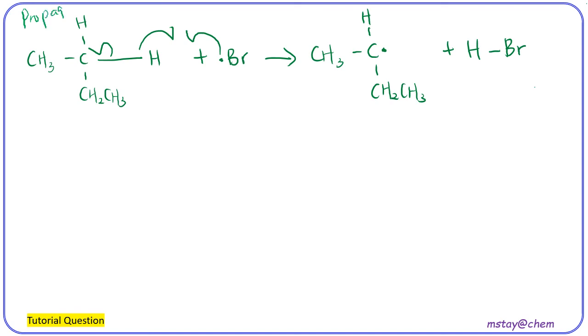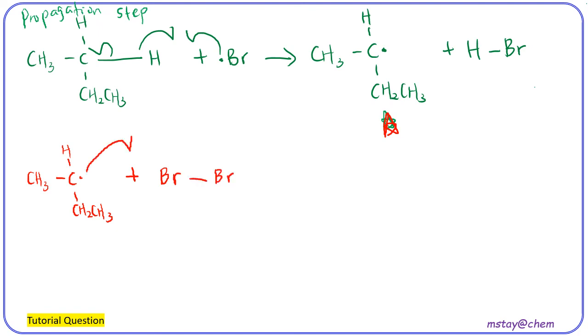Okay, propagation step. Now we're going to continue the mechanism with this free radical, CH3, CH, CH2, CH3 with the free radical, which must react with a molecule. Because we need to form a haloalkane, this time the free radical of the alkane is going to attack the bromine.